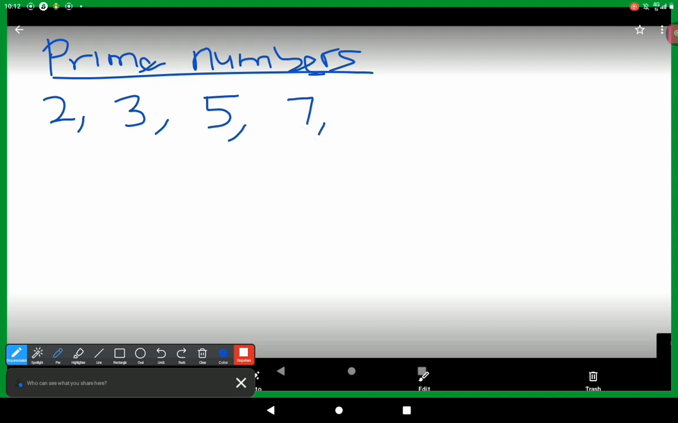Is 9 a prime number? No, 9 is not a prime number, and the reason is that 9 has more than two factors. So any number that has more than two factors is not a prime number. What are the factors of 9? We can have 1 as a factor of 9, we can have 3 as a factor of 9, and we can have 9 itself as a factor of 9. So it has 3 factors, so it is not a prime number.